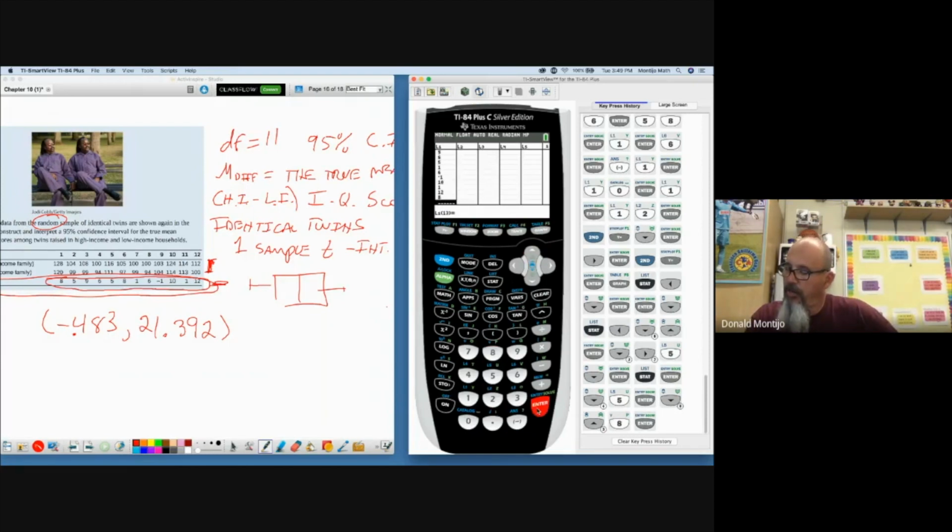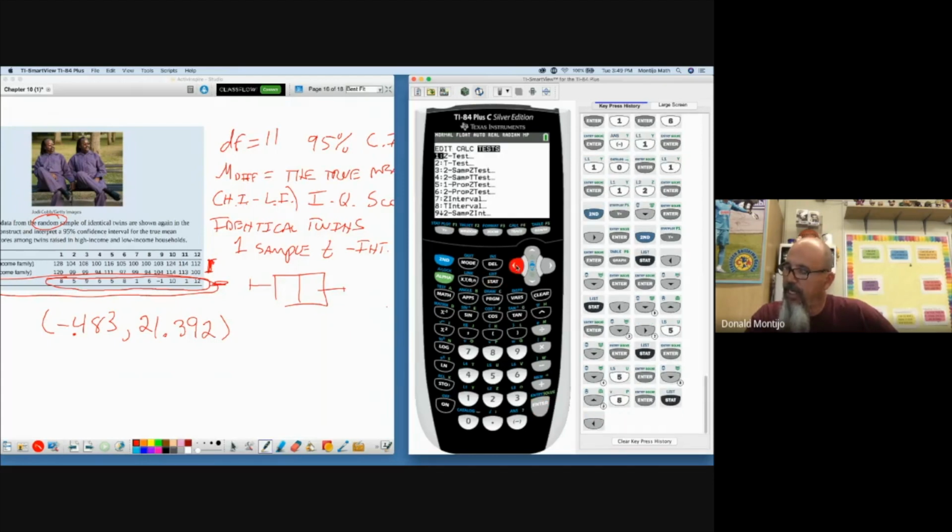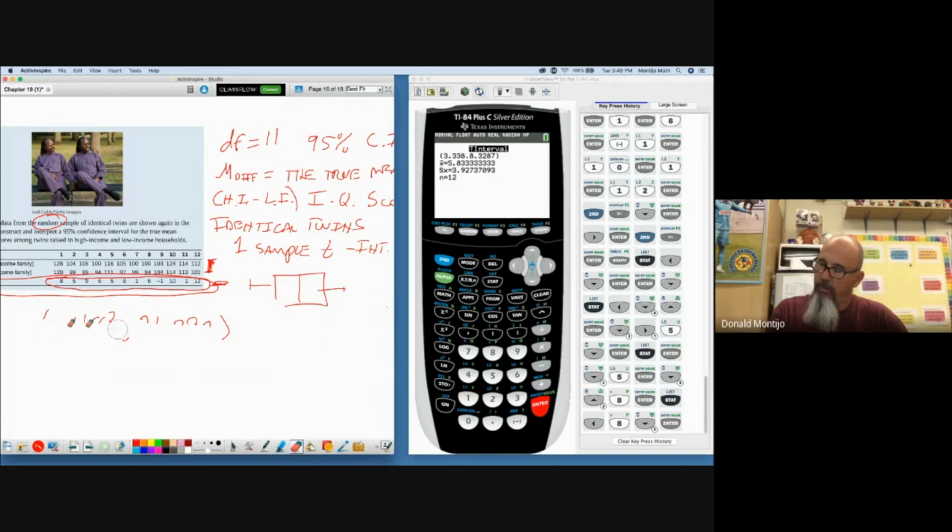All right, now let's try that work again. Remember, stat, test, but we're not running a test. We're running an interval, t interval, on list 1, and we want to be 95%. Calculate. That seems more reasonable. So there's no way that other answer could have been right because I couldn't have a difference of 21. Okay, so my interval goes from 3.338 to 8.3287. So I am 95% confident that twins who come from a high income family on average will have an IQ between 3.383 to 8.3287 higher than their twin who was brought up in a low income family.